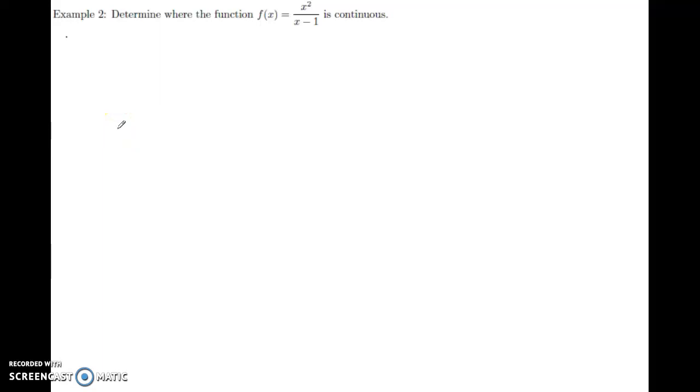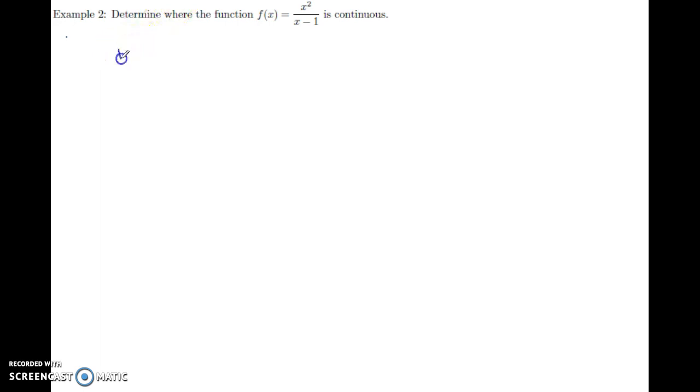Section 1.3 Continuity. Example 2. Determine where the function f of x equals x squared over x minus 1 is continuous. In order to find where the function is continuous, we refer back to the continuity definition.